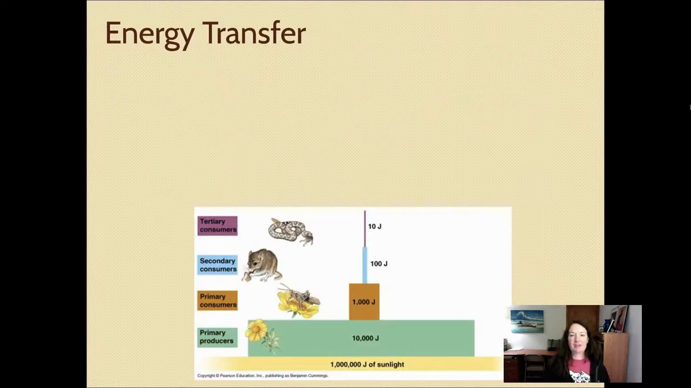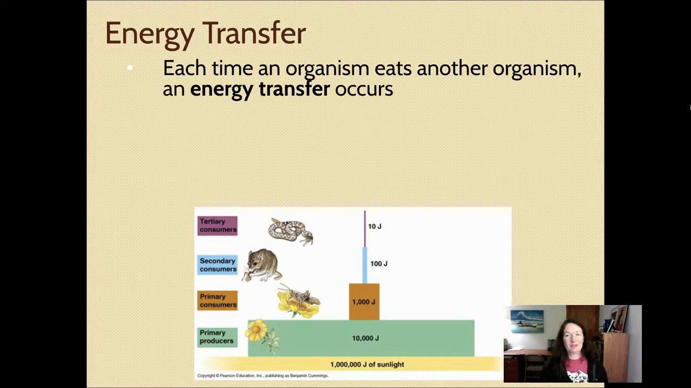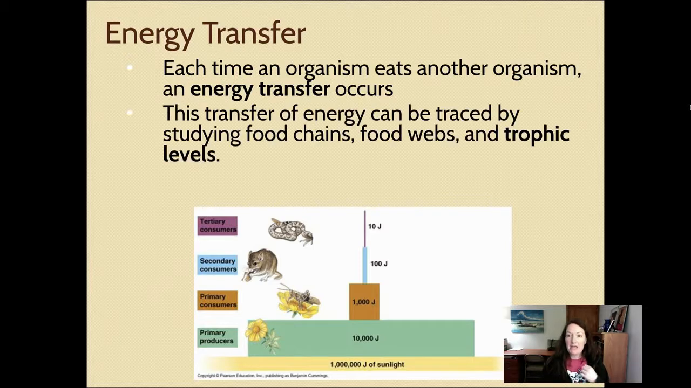All right, so let's talk a little bit about how the energy transfers or moves through the ecosystem. This is what we are ultimately going for in this section. Each time an organism eats another organism, you have an energy transfer occurring. So the energy that is within one organism is transferred into the next organism. But we have a special name for these different transfers. So we call them trophic levels.